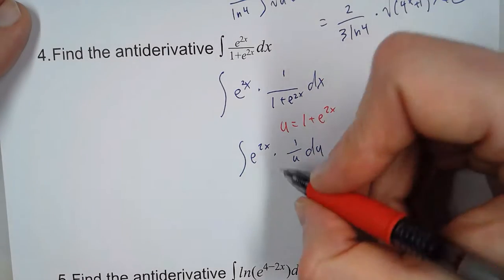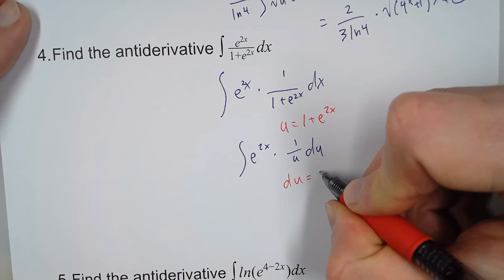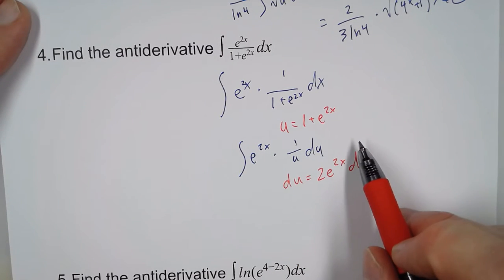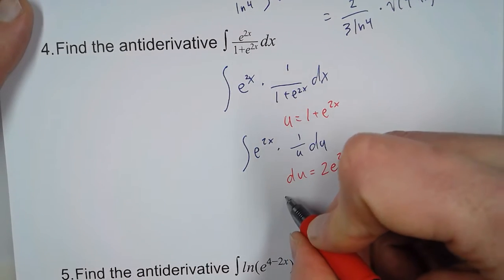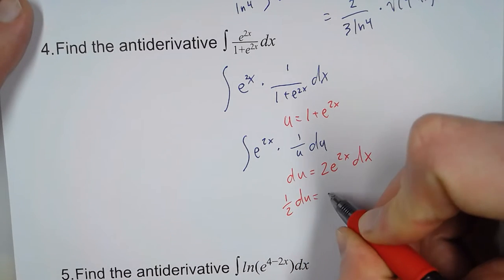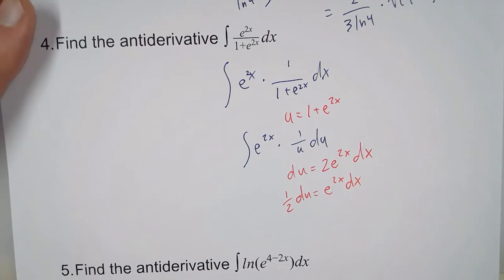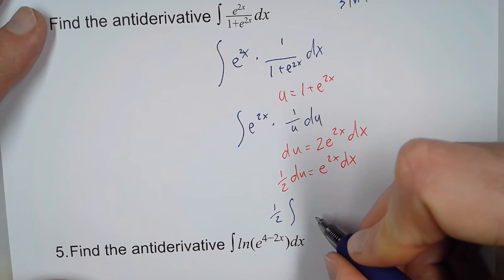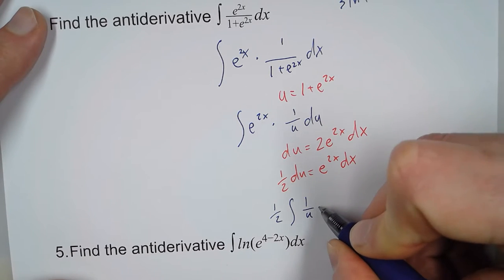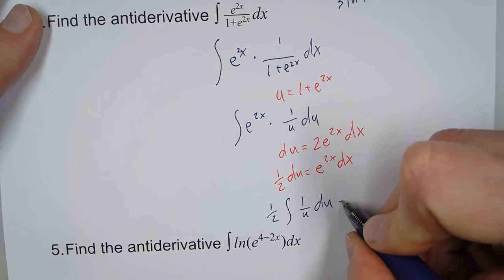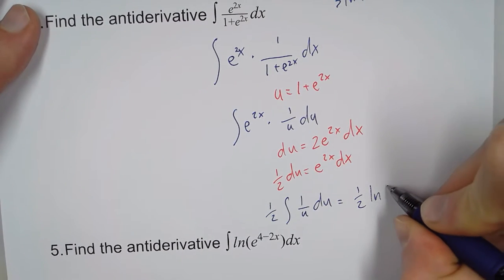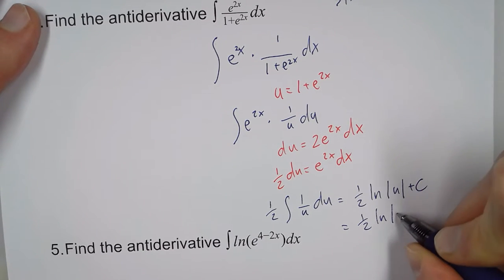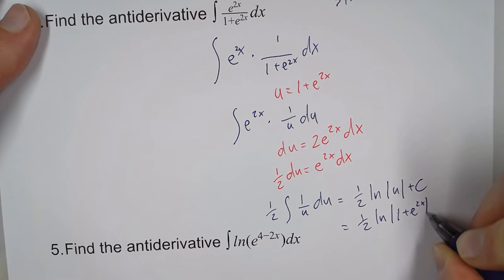So we take this derivative, so du equals 2e to the 2x dx. Now we have the e to the 2x, we have the du, but we don't have the 2. So the 2 has to go over to the other side. So 1/2 du equals e to the 2x dx. So the 1/2 is going to go out front of the integral: 1/2 times the integral of 1 over u du. So that's going to be 1/2 ln of the absolute value of u plus c, which is 1/2 ln of 1 plus e to the 2x plus c.